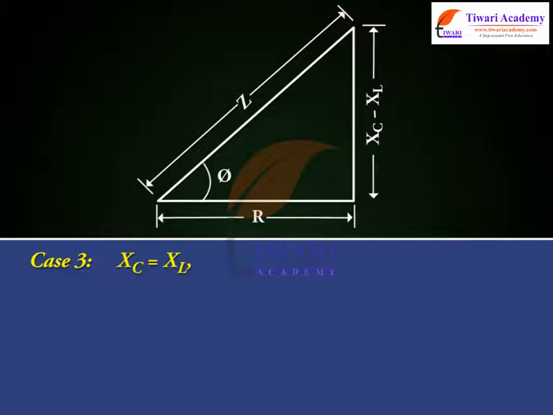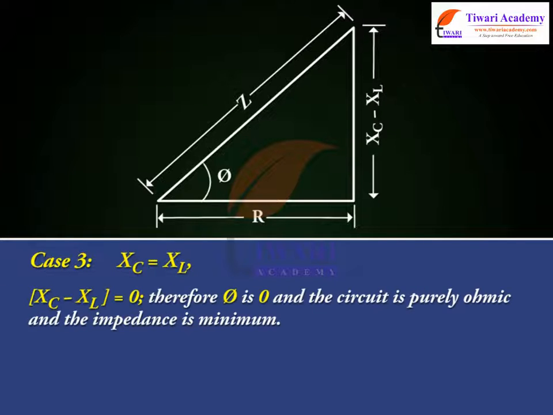Case 3. XC is equal to XL. XC minus XL is equal to 0. Therefore, phi is 0 and the circuit is purely ohmic and the impedance is minimum.